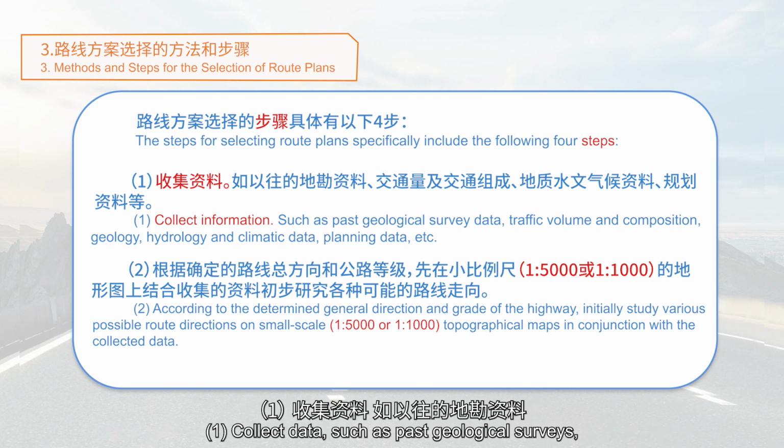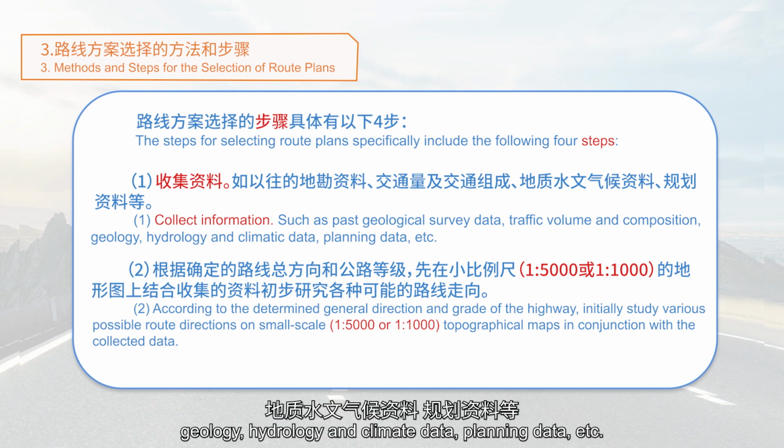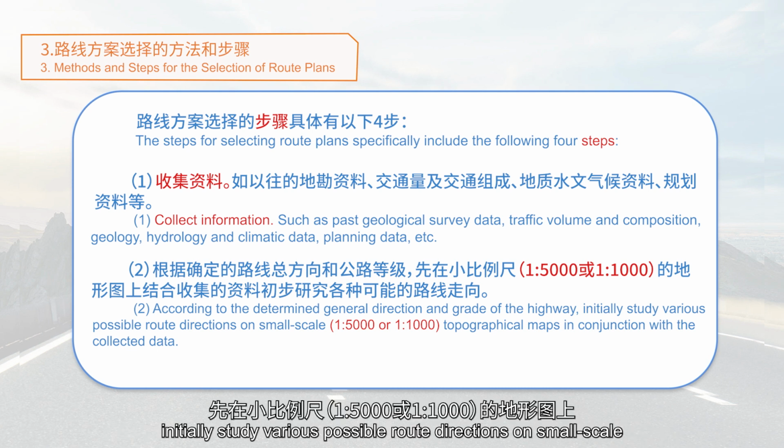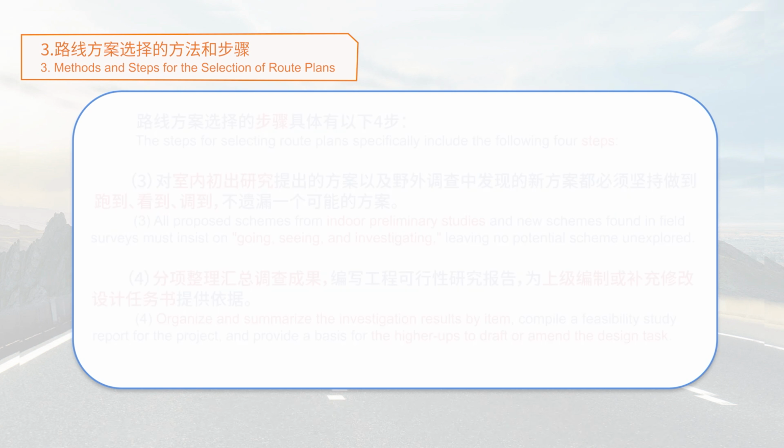1. Collect data such as past geological surveys, traffic volumes and compositions, geology, hydrology and climate data, planning data, etc. 2. According to the determined general direction and grade of the highway, initially study various possible route directions on small scale, 1 to 5,000 or 1 to 1,000, topographical maps in conjunction with the collected data.